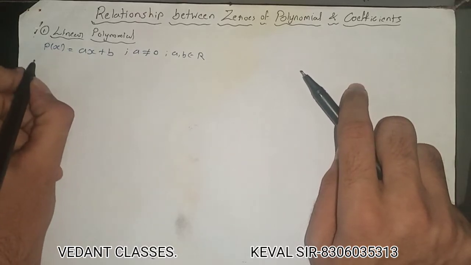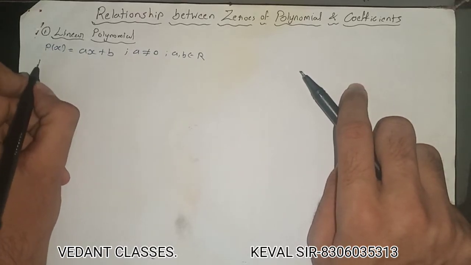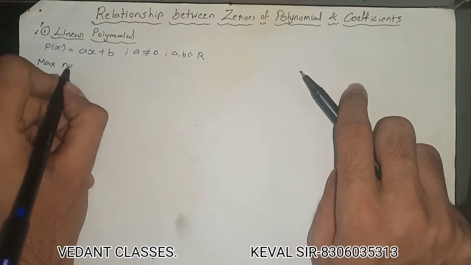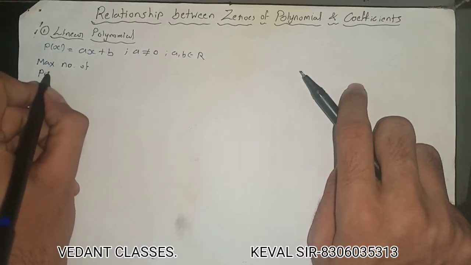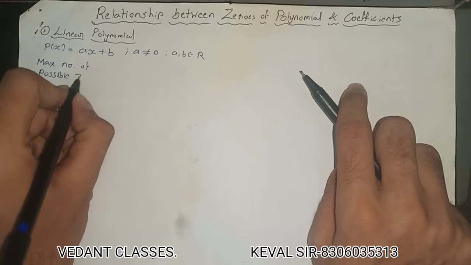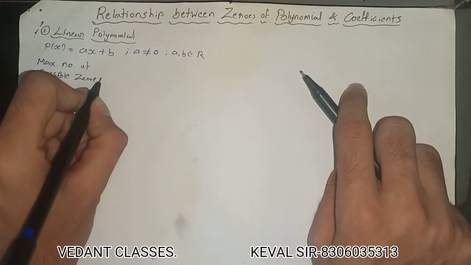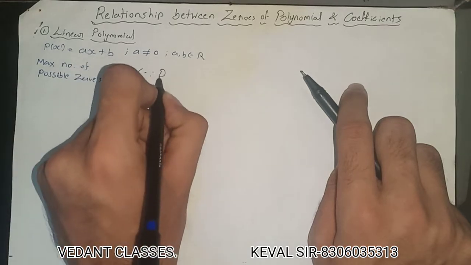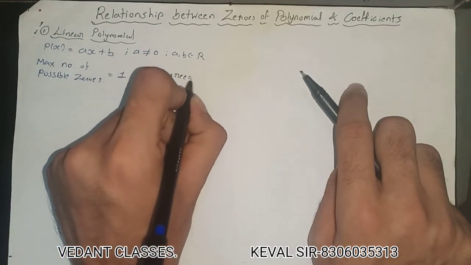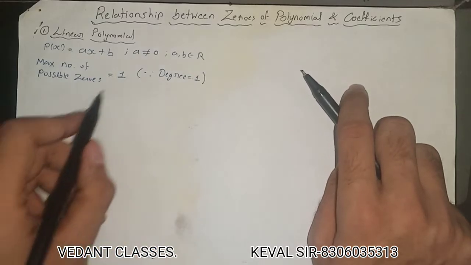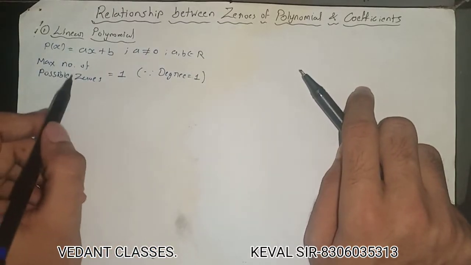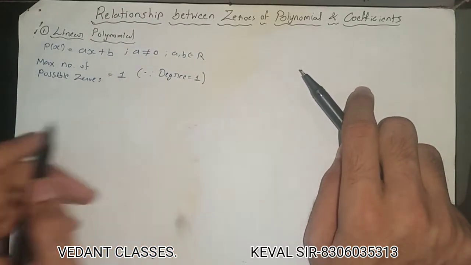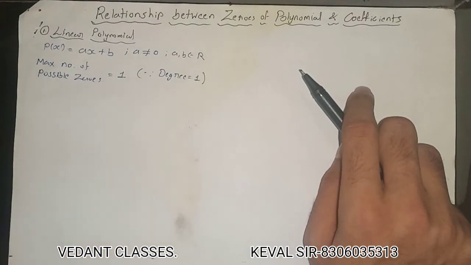Now in the case of a linear polynomial, the maximum number of possible zeros will be equal to 1 only. The reason is that the degree is equal to 1. Always remember, the maximum possible number of zeros will always be equal to the degree or less than the value of the degree. So here the maximum number of possible zeros is only 1.